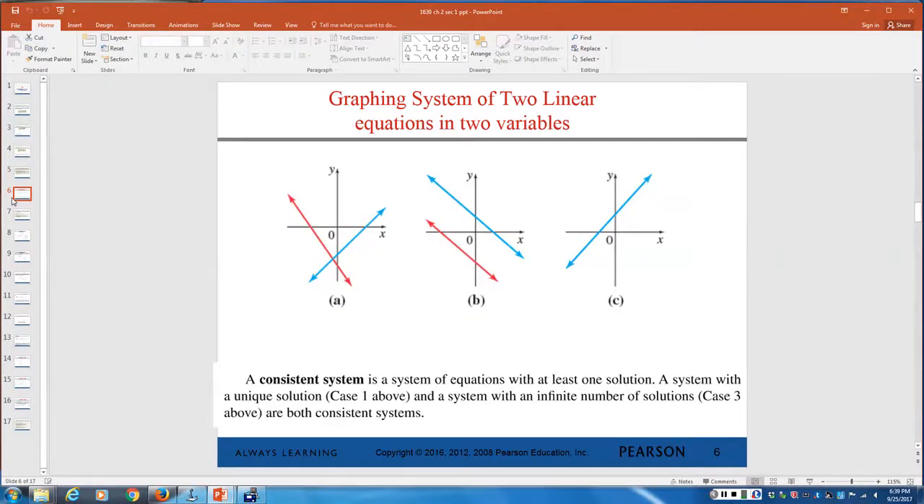So in a picture, this summarizes what we just looked at. The language for this is that the first system, A, and the last system, C, both of those are what we call consistent systems, which means they have a solution, at least one solution. So as long as the system has at least one solution, we call it a consistent system. In case B here, there are no solutions, and we call that an inconsistent system. So inconsistent systems have no solutions.